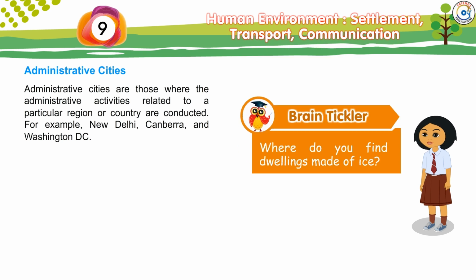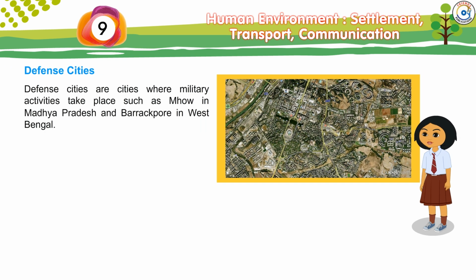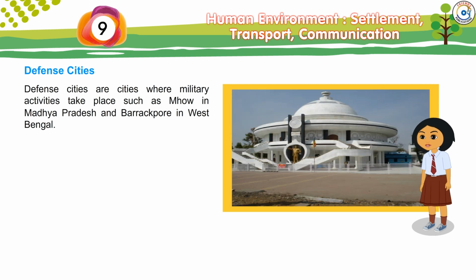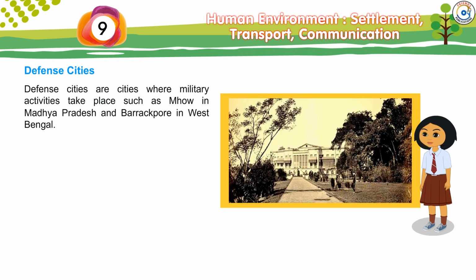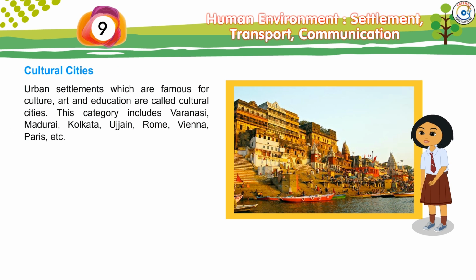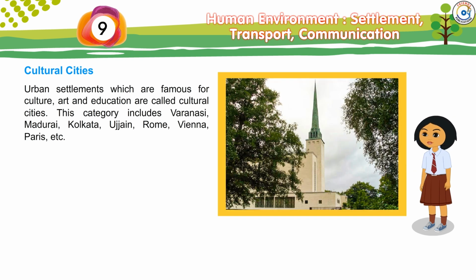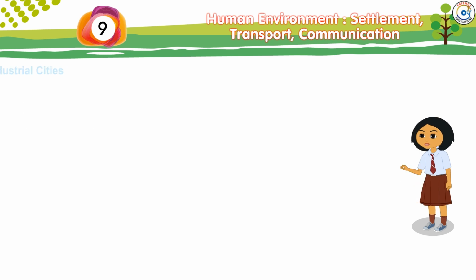Brain tickler. Where do you find dwellings made of ice? Defense cities. Defense cities are cities where military activities take place, such as Mhow in Madhya Pradesh and Barrackpore in West Bengal. Cultural cities. Urban settlements which are famous for culture, art, and education are called cultural cities. This category includes Varanasi, Madurai, Kolkata, Ujjain, Rome, Vienna, Paris, etc.